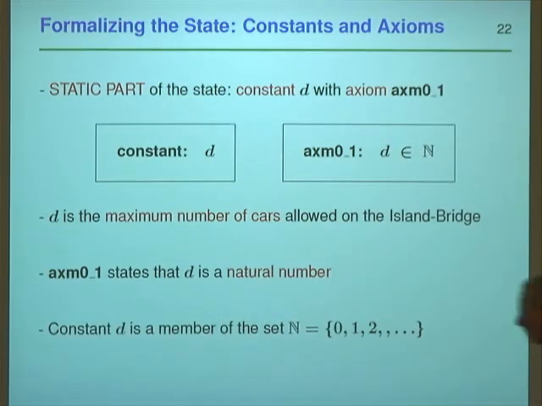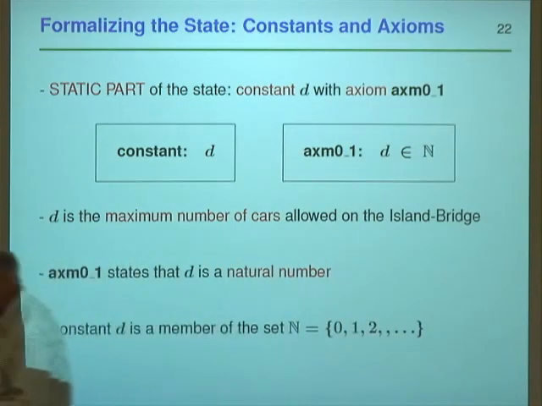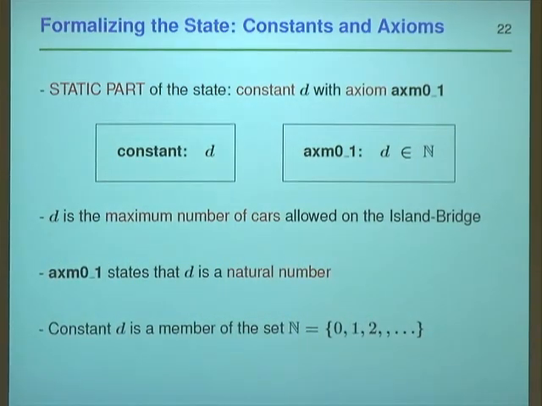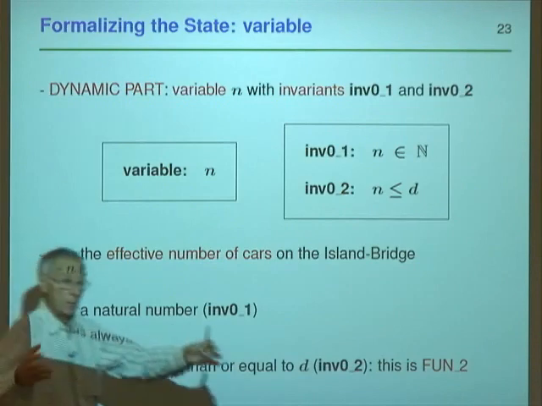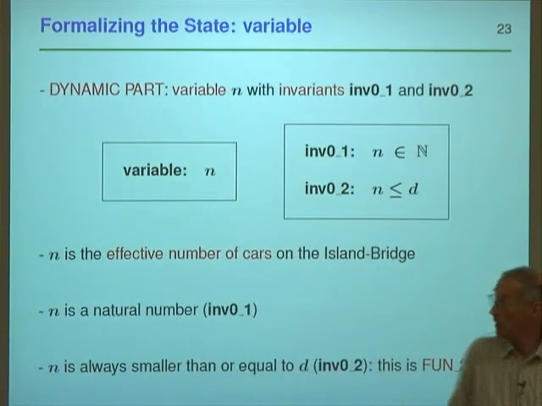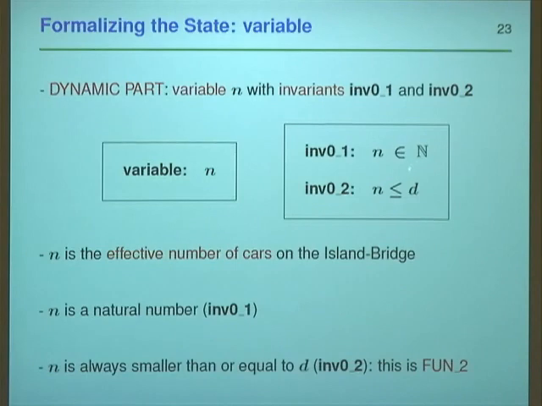And then we'll define the dynamics now. Essentially, the state, which is dynamically changed, and the various events. So we have a single variable n. n is the number of cars in the island bridge, and it's a natural number. And we have the basic invariant here that n is smaller than or equal to d. This takes account of fun2: the number of cars is limited. n is the effective number of cars in the island bridge.